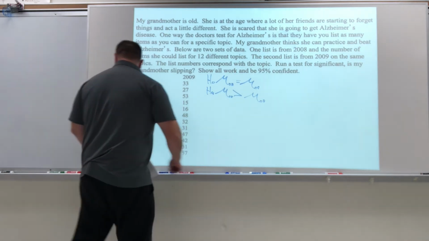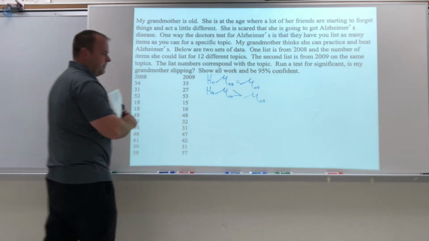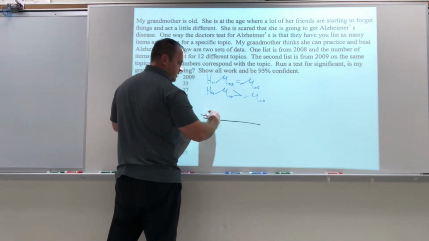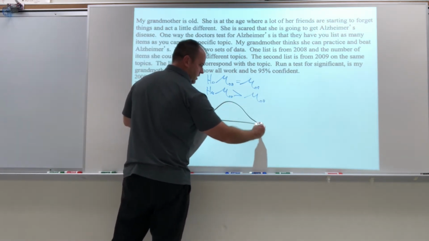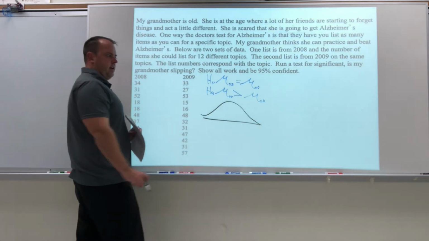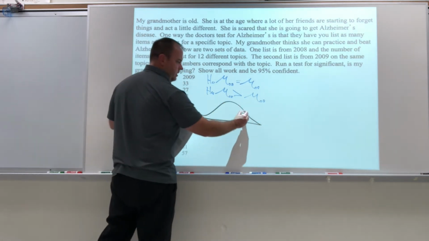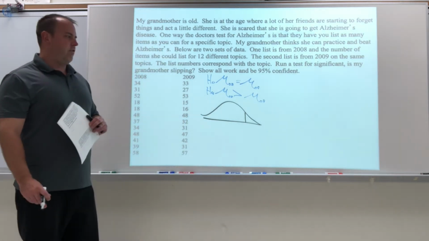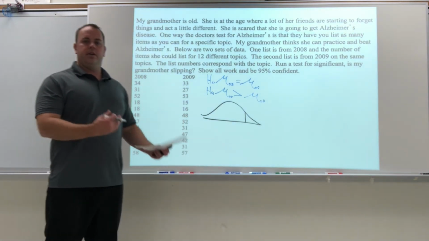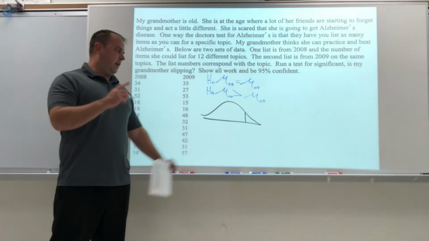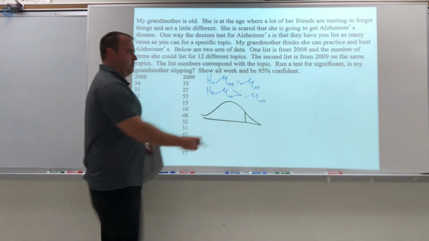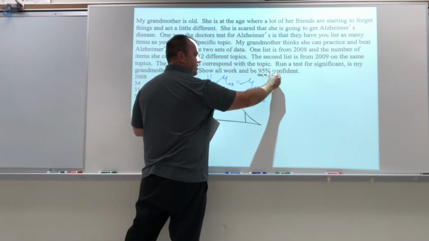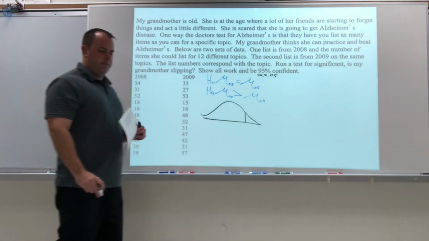Because now I'm drawing my curve. Okay, I have my normal curve there. Since it's greater than, there's going to be a right tail test. So now you're going to go to your T-chart. You're going to look at one tail. It says be 95% confident. So remember, that means our alpha level is 0.05, so make sure you look at the right column.